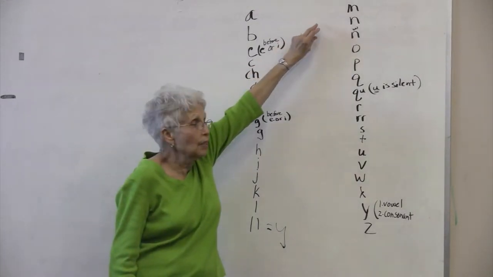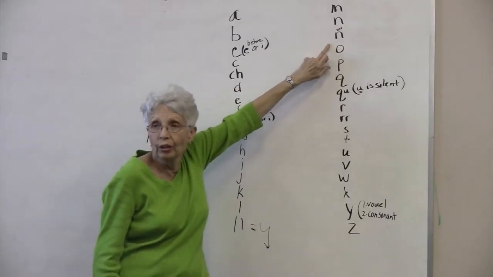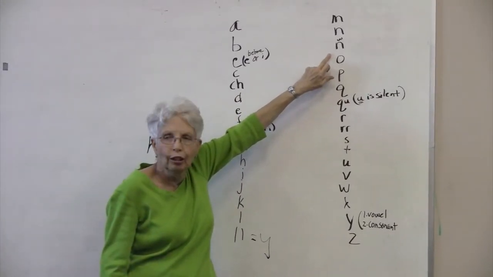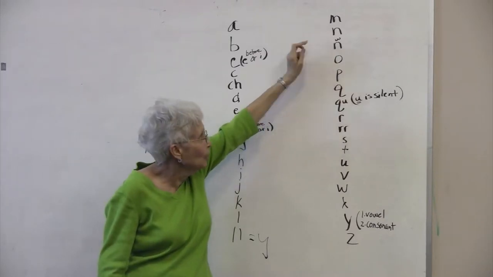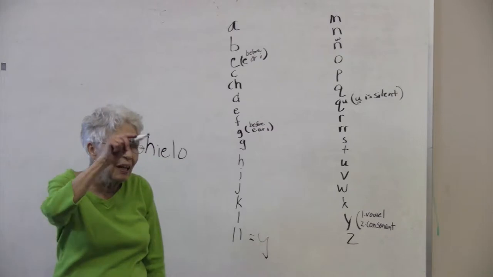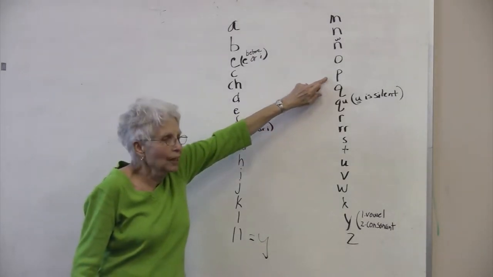M is the same as it is in English, N also. This is N with a tilde. My tilde is a little too fancy. It's nya. Just like in canyon, because canyon really is spelled with an eñe. It has an eñe. This is like in English.